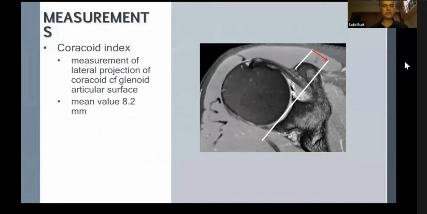In terms of MR assessment, they say that if you measure the coracoid index, that helps because obviously everybody is different. Normally, the length of the coracoid process from the line of the glenohumeral joint to the tip of the coracoid is less than 8.2 millimeters. If it's beyond that, that means there's excessive bone present on the front of the subscapularis, which can cause the muscle tendon unit to get impinged upon. So that's one thing to note.